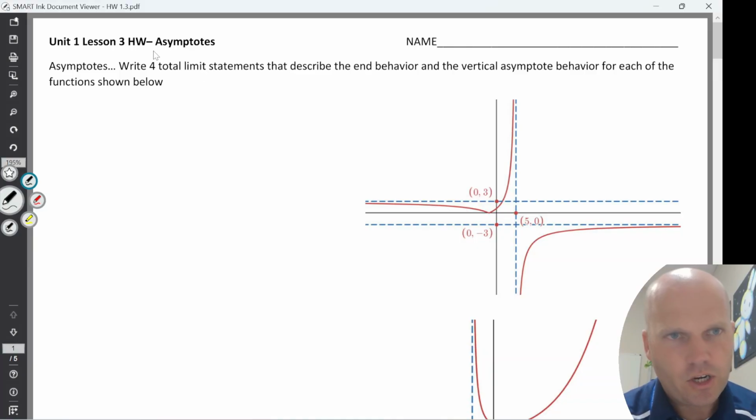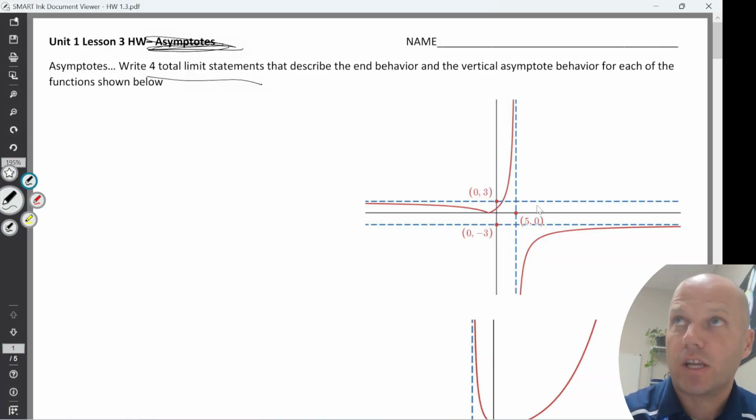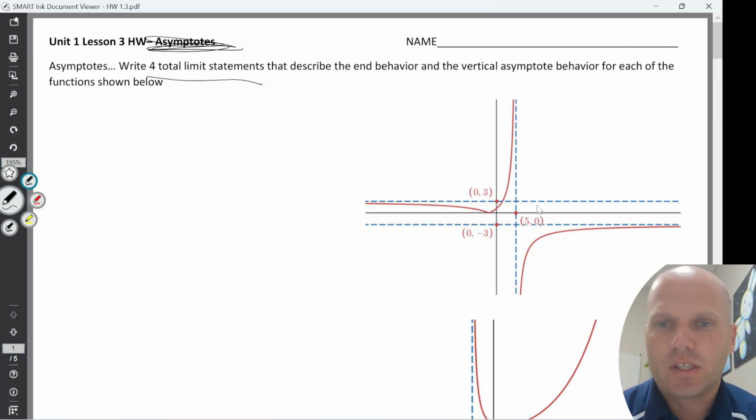We are talking about asymptotes. First step is to write 4 total limit statements, just showing that you understand asymptotes using limits. So we can see there's a vertical asymptote at x equals 5, and we have horizontal asymptotes at y equals 3 and y equals negative 3.